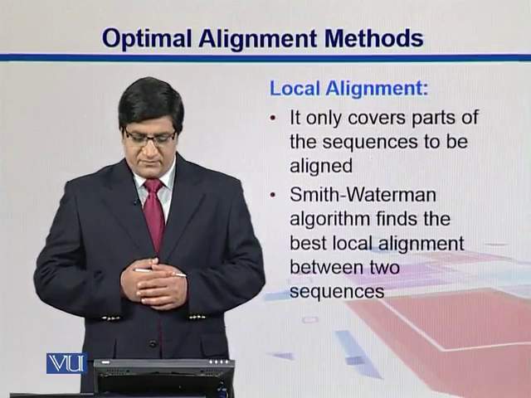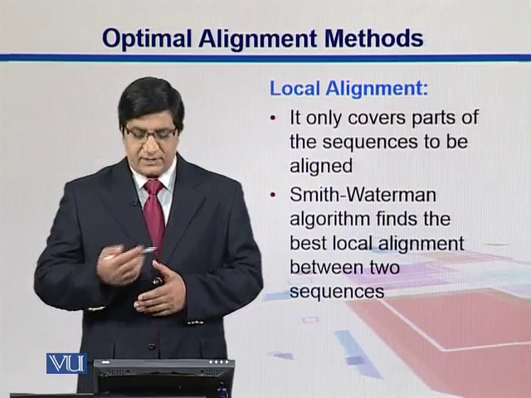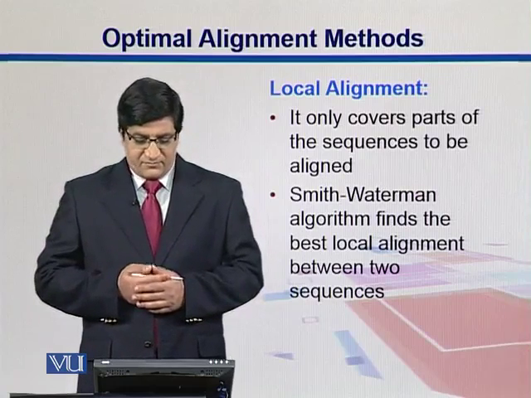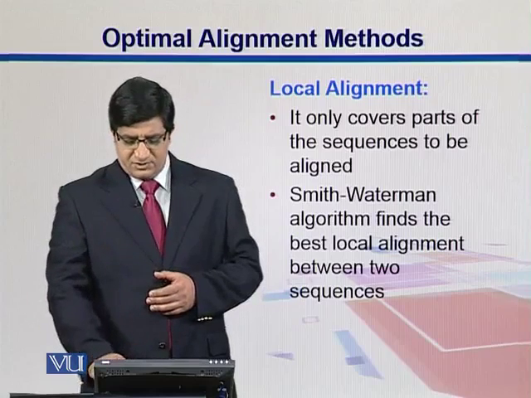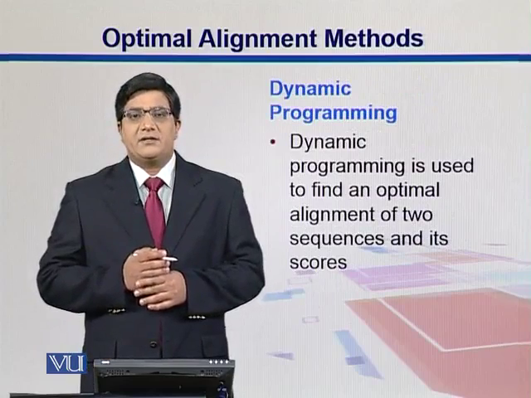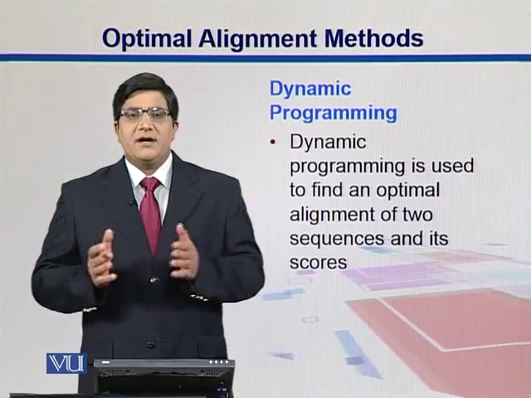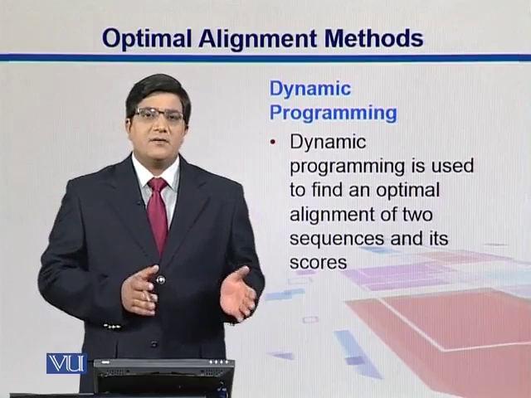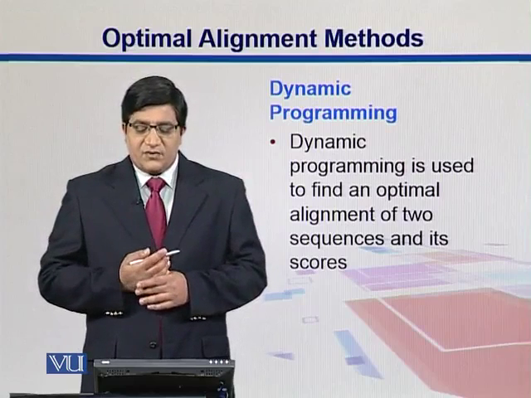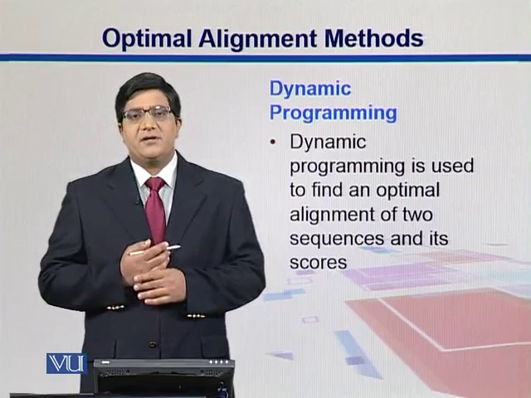Local alignment is when the alignment covers only parts of the sequences, and the algorithm related to that is Smith-Waterman. So the Smith-Waterman algorithm finds the best local alignments between two sequences. This approach, in which we are trying to get an optimal alignment, where we take the big problem and break it into smaller sub problems, we call a dynamic programming approach. This is used to find the optimal alignment of two sequences and the score of that alignment.